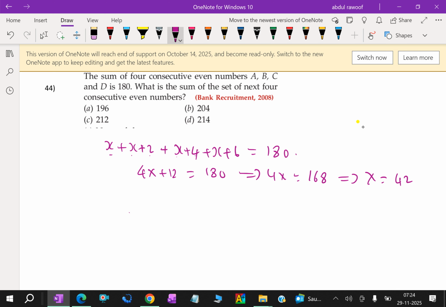So x is 42. Then x is 42 means our numbers are 42, 44, 46, 48. This is the first four numbers. Then the second set of four numbers starts with 50, 52, 54, 56, which is equal to 212. So option C.